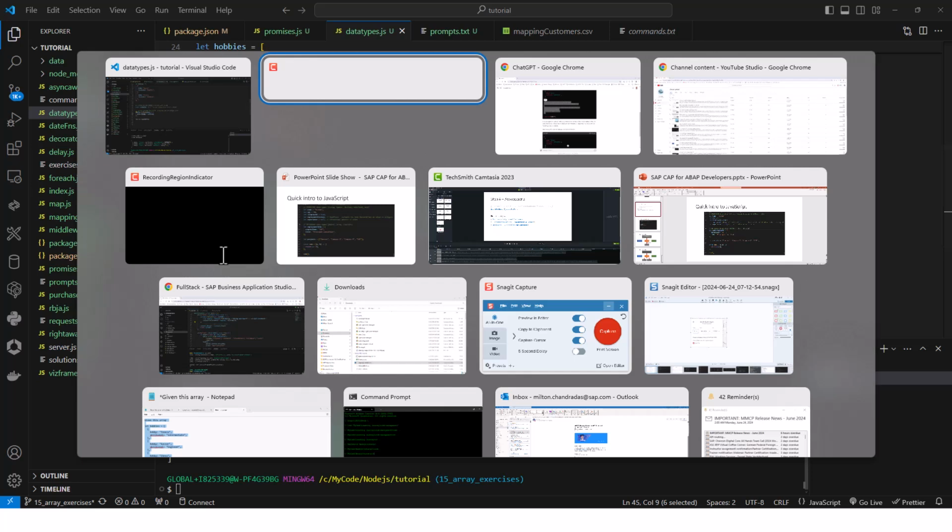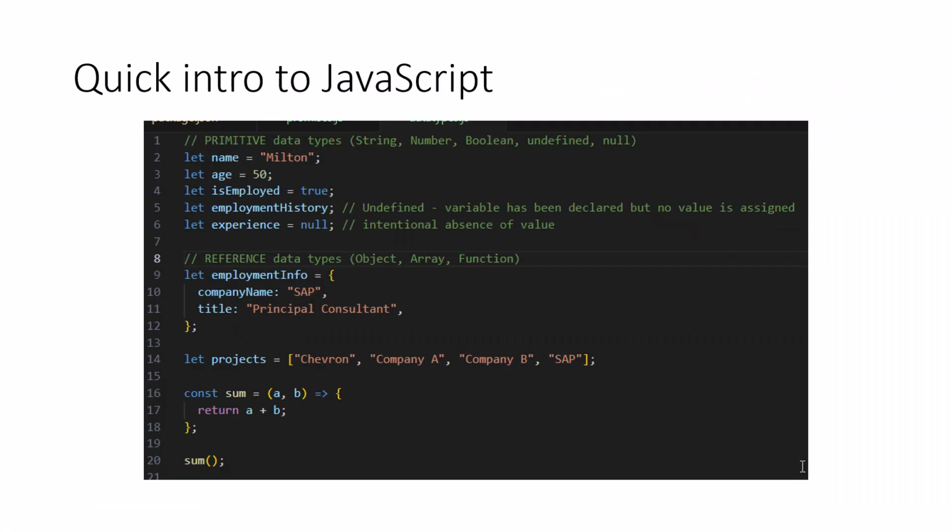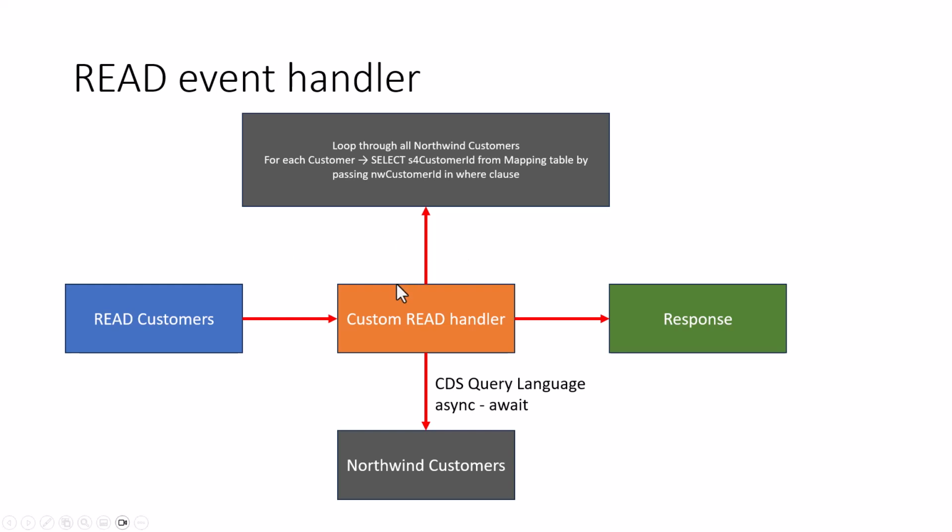So if I go back to my slide deck, what I want to do now is the custom read handler. I want to read the local customers entity, but this is a pass-through. We already talked about this in the previous session. So we have a custom read handler. What we are going to do is read from the Northwind customers.